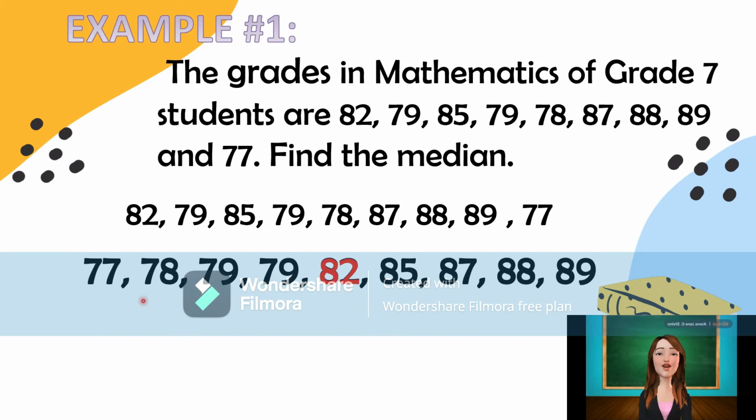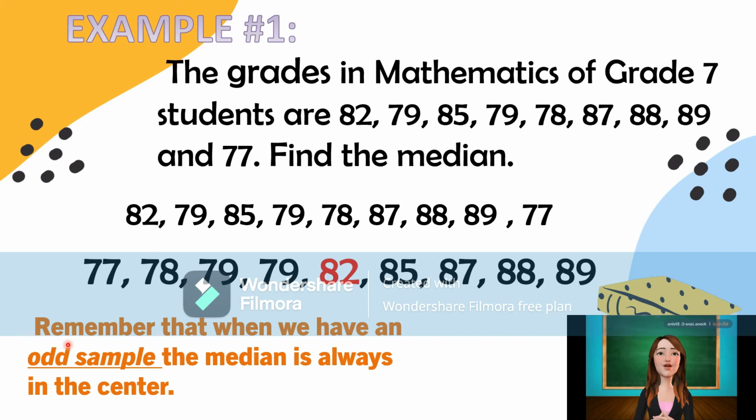So, class, what have you observed in our data sample? Great! Our data sample is an odd sample since there are only 9 samples. So, we have 1, 2, 3, 4, 5, 6, 7, 8, and 9. So, always remember that when we have an odd number, the median is always in the center.